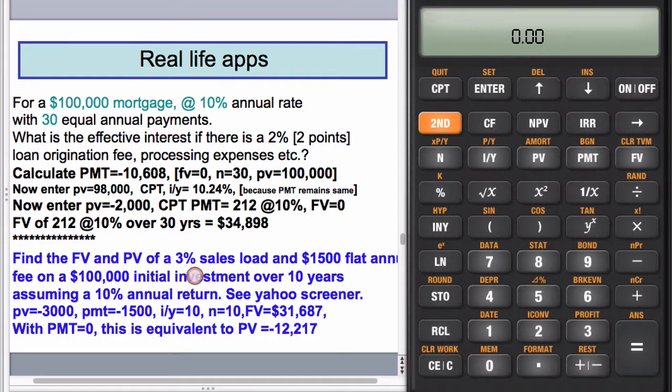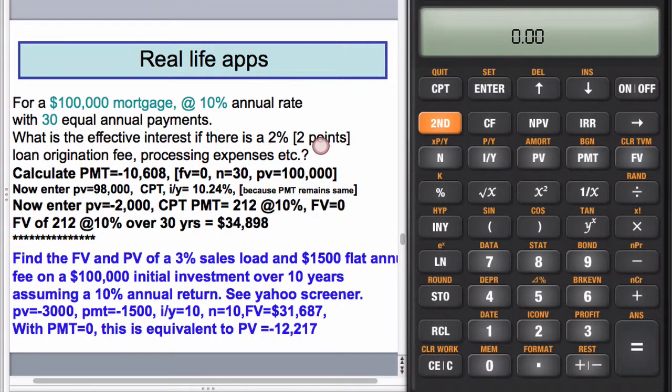If you do these two problems, not only does it indicate that you're fluent with time value of money concepts, but you also see how it actually works, and maybe to your disadvantage in real life, especially if you're on the receiving end. Let's see, for a $100,000 mortgage at 10% annual rate with 30 equal payments, what is the effective interest rate if there are 2 points?